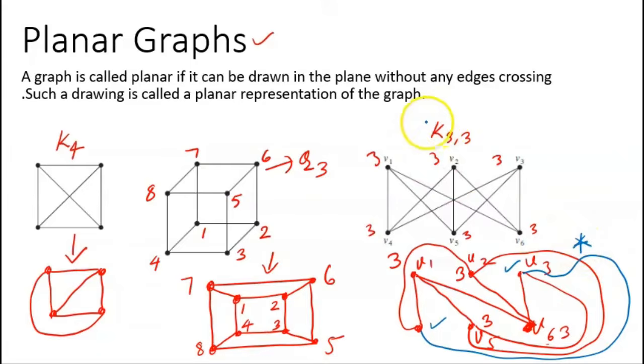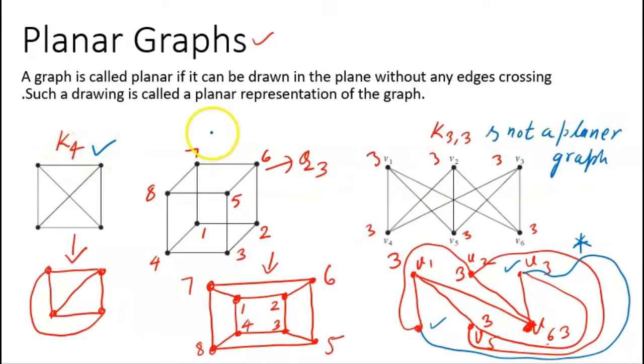So since it is not possible to draw K33 without crossing, K33 is not a planar graph. Yes, ladies and gentlemen, I hope you are getting it. The first two examples that I took were examples of planar graphs, because I could draw the planar representation, but K33 could not be drawn. So this is not a planar graph.